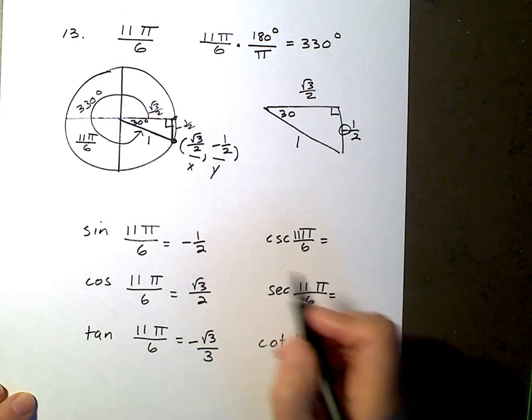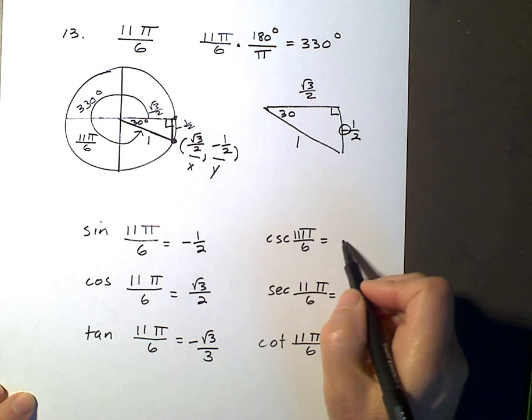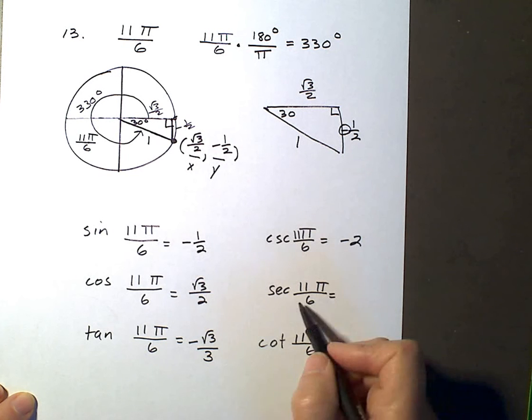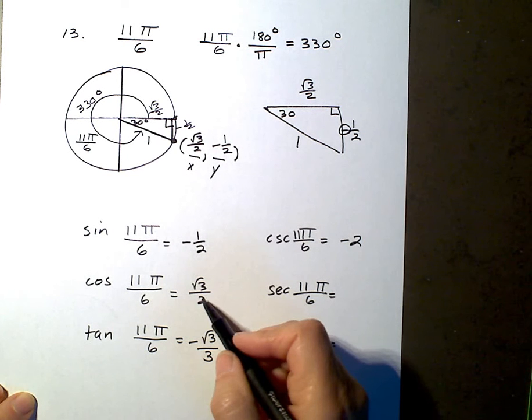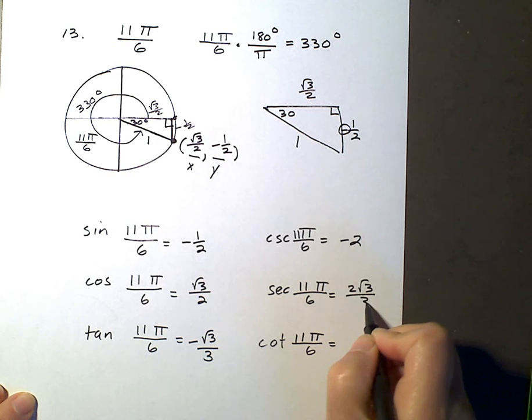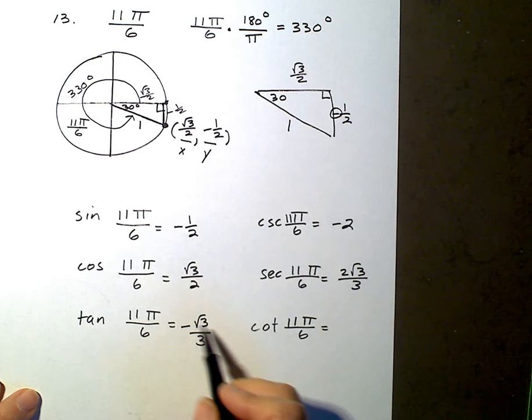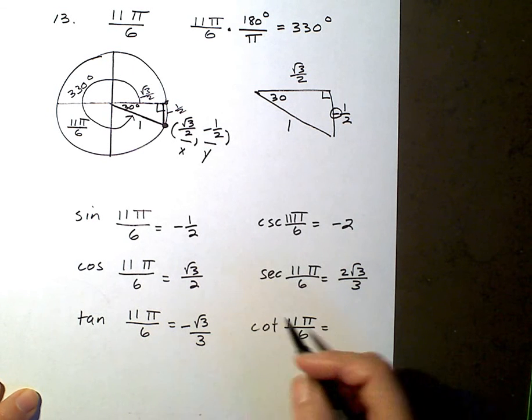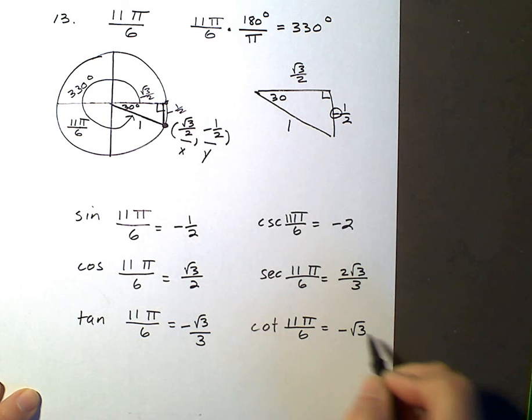The cosecant is the reciprocal of negative 1/2, so negative 2. The secant is the reciprocal of cosine, so it's 2 over root 3, which is 2 root 3 over 3 when rationalized. And then the reciprocal of the tangent would be negative root 3. I will leave the rationalization to you.